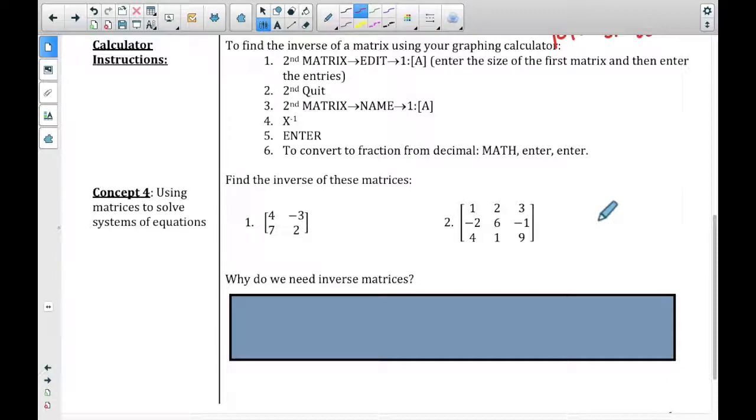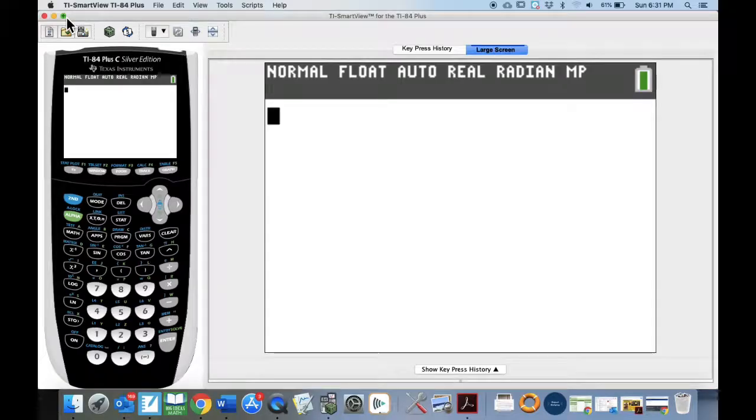So get out your graphing calculator, pause the video here, find your calculator because we're going to go through this and you're going to need to know how to do this. These are going to be steps that you need to memorize. All right, we are here at a blank screen and our instructions say to find the inverse of a matrix using your graphing calculator, go to second matrix edit.